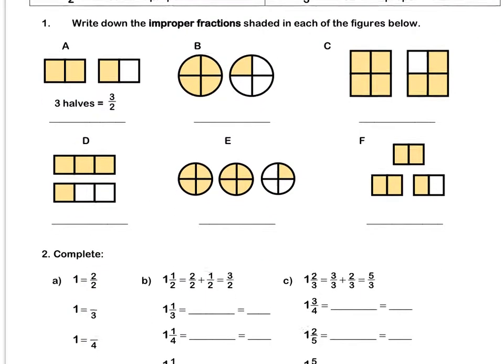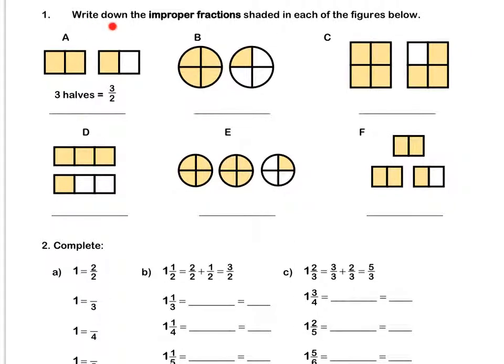Let's look at question 1. Write down the improper fractions shaded in each of the figures below. For A, we are working with halves, and 1, 2, 3 halves have been shaded. Let's look at B. We are working with quarters, and 4 plus another 1/4, so 5 quarters have been shaded. Pause this video to complete question 1 by yourself.